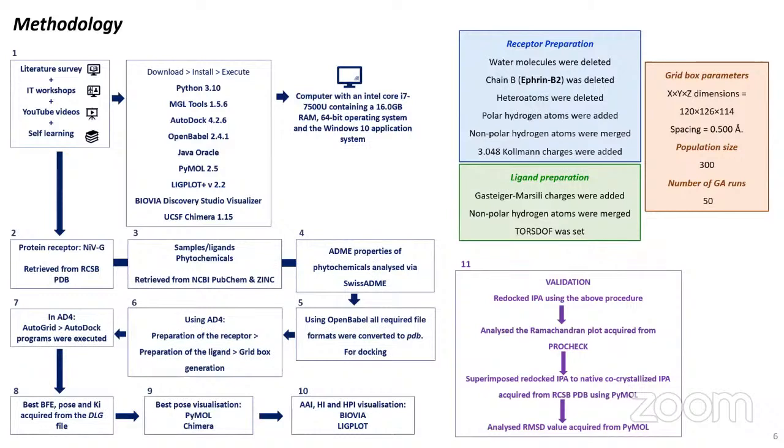The above was validated by redocking the natural ligand IPA of 2VSM and analyzing the binding free energy, followed by the Ramachandran plot analysis of the 2 complexes. The conformations and orientations of each phytochemical complex generated were validated by superimposing the redocked IPA to its native crystal structure and calculating the RMSD value.